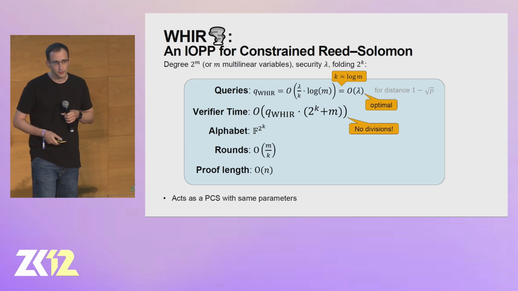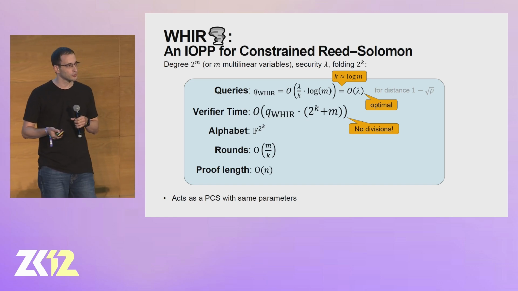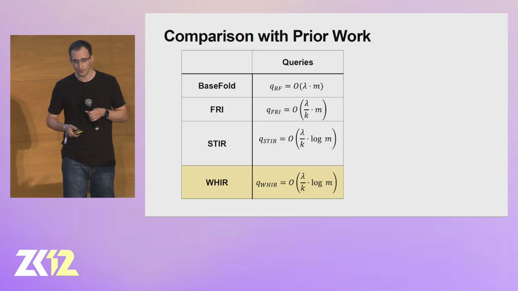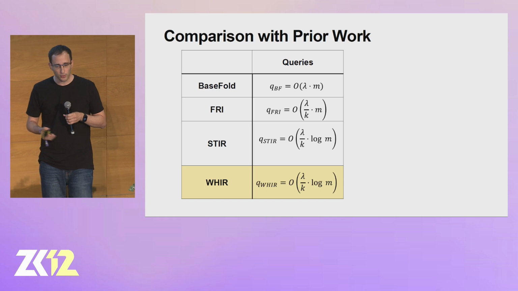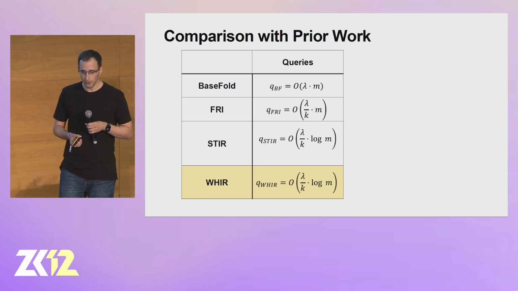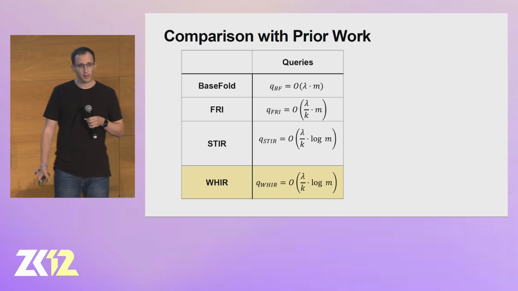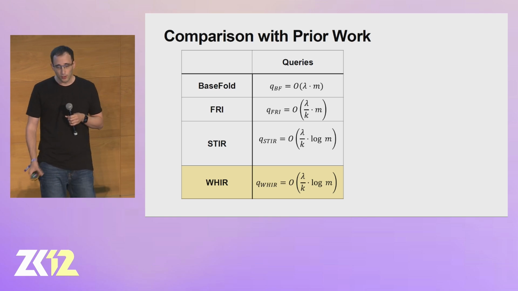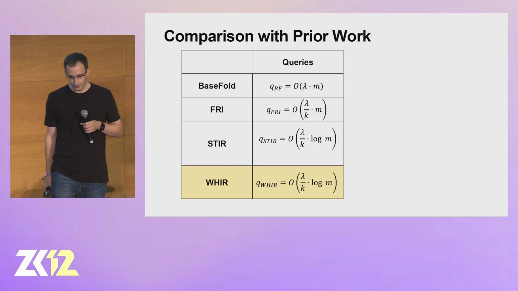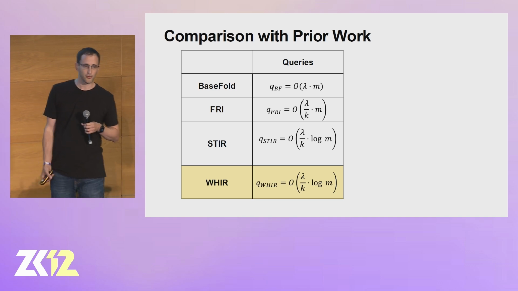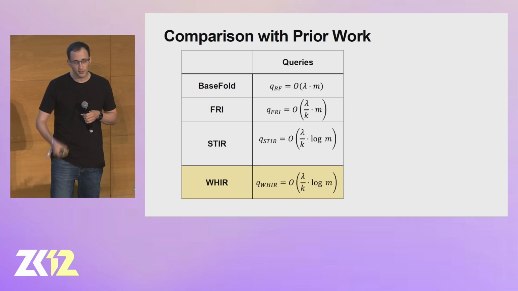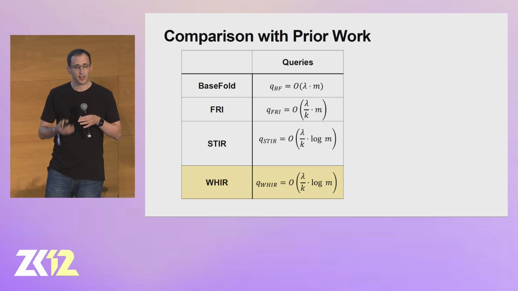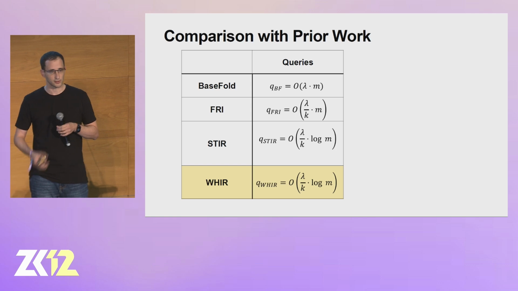Okay, so what does this mean? How does this compare to prior work? And what does it mean with actual numbers? Okay, so first let's compare the query complexity to some prior work. So BaseFold is a multilinear polynomial commitment scheme. The query complexity is lambda times m. FRI, if you know the FRI protocol, has query complexity lambda over k times m. So BaseFold just doesn't have this folding parameter built in, so it's kind of fixed to 1.